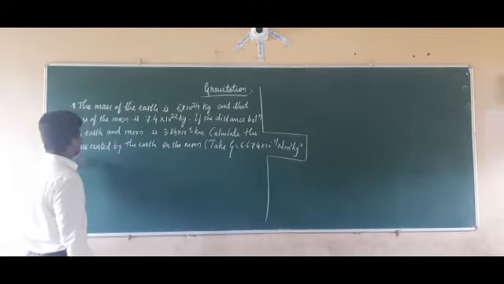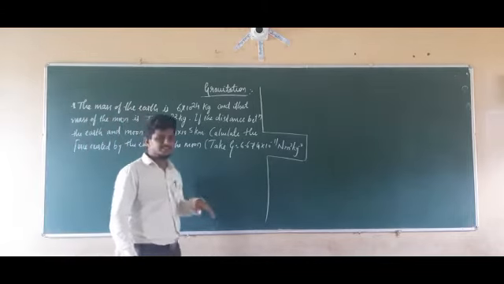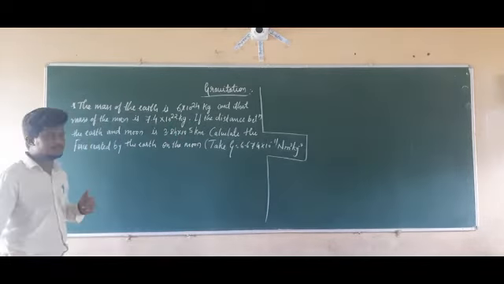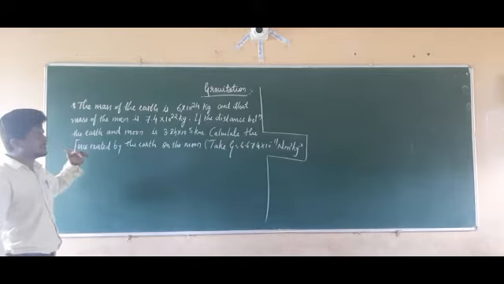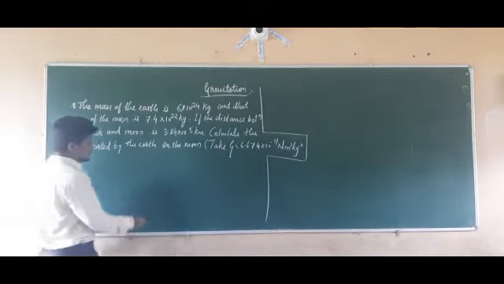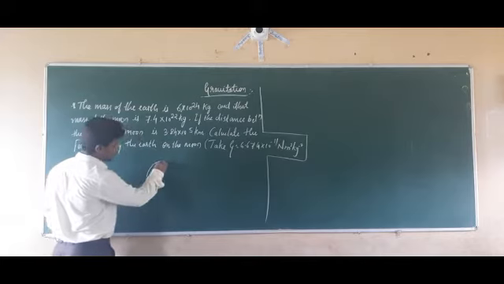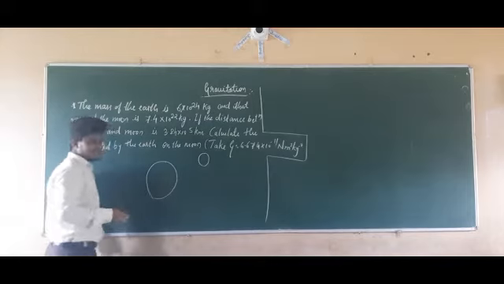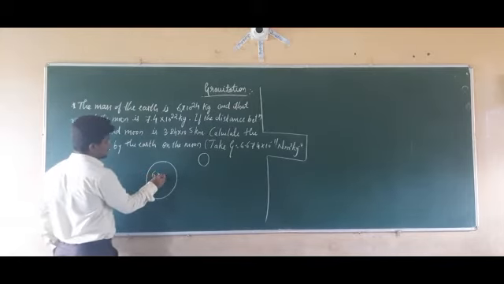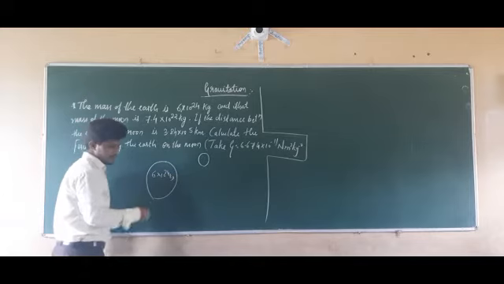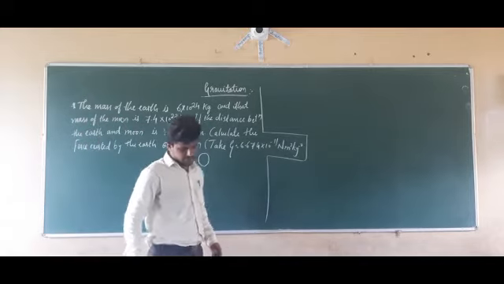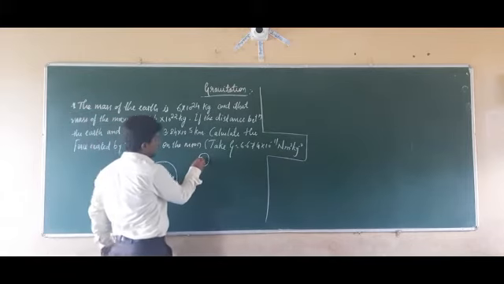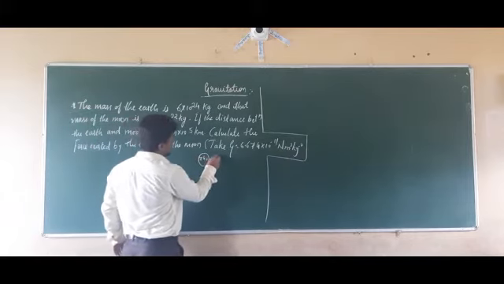calculate the force exerted by the earth on the moon. So in your textbook it is given. The mass of the earth is given as 6 into 10 raised to 24 kg. So this is the earth and this is the moon. The earth has the mass of 6 into 10 raised to 24 kg. Right? And the moon has a mass of 7.4 into 10 raised to 22 kg.